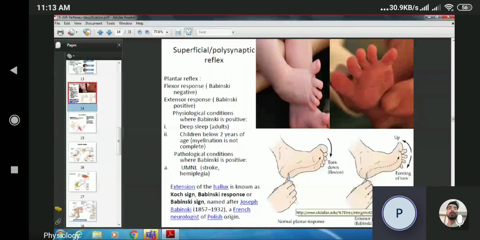Now let's see in an adult case, when we stroke the skin from the heel laterally, we go forwards and then we go medially towards the bigger toe. Then we do like this. The normal reaction is the toe goes down and other toes also go down.